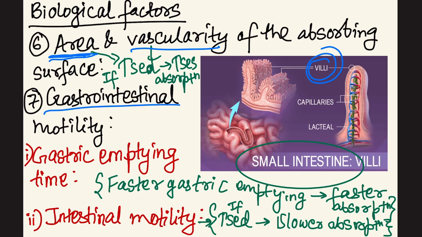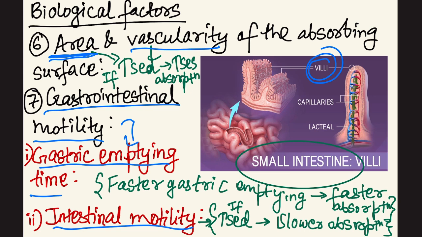Next factor is gastrointestinal motility. Under that we have two important factors, gastric emptying time and intestinal motility. Gastric emptying is basically the time taken for food to be transferred from the stomach to the small intestine. If gastric emptying is fast, the time will be less. In that case the food will reach the small intestine faster, and as a result, we know the absorption is faster from the small intestine because of its high vascularity and large surface area. So absorption is faster when the gastric emptying time is less.